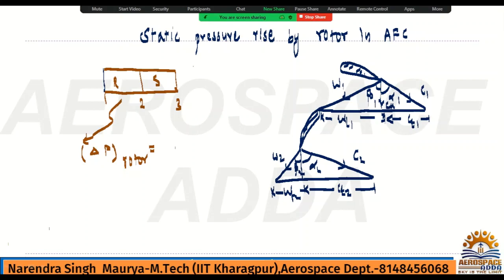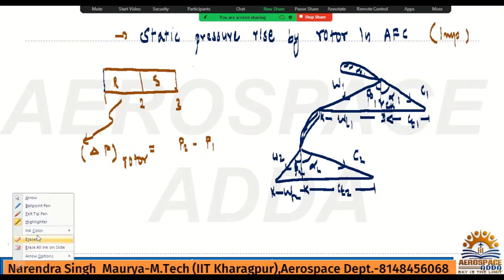Obviously, this static pressure rise is between 1 and 2, so you can say P2 minus P1. This value you need to calculate. This is very important.